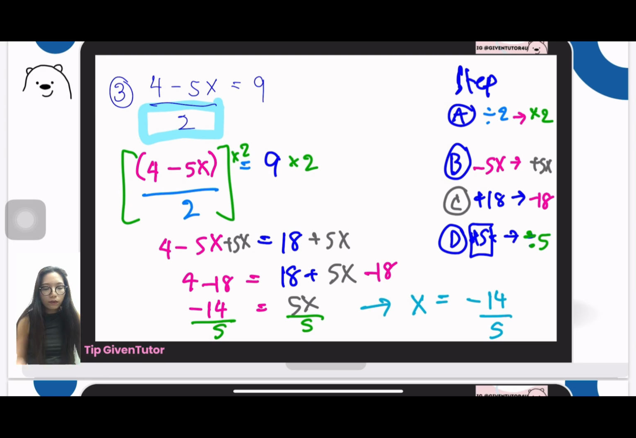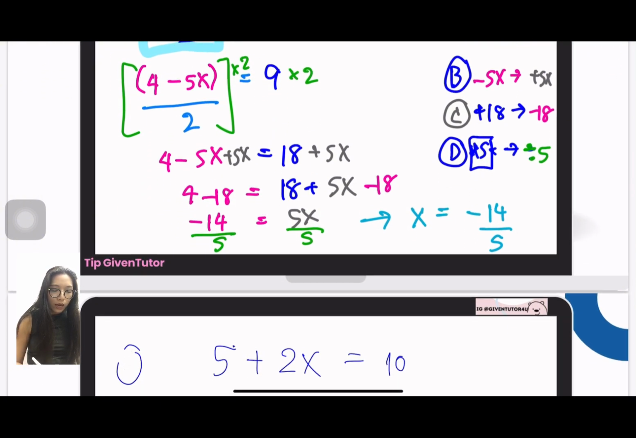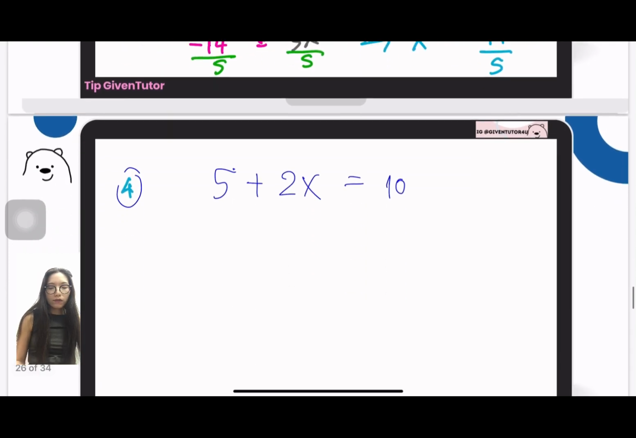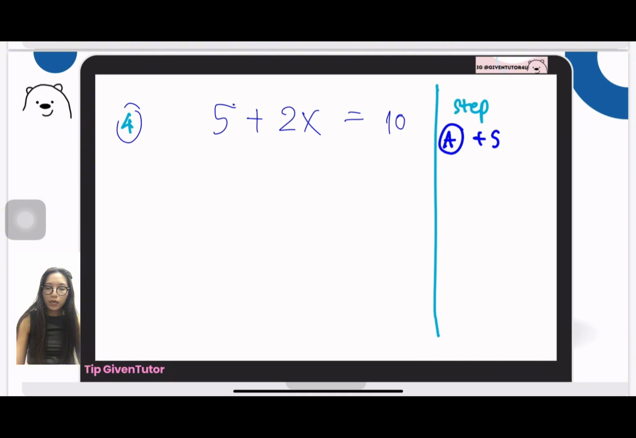This is the example here. So we go to the next example after 3, right? So here, this is number 4. Back to the normal things. Here, this is 5 plus 2x, right? So the 5 plus 2x will be a 2-step equation. Let's check the step. Step A, this is plus 5 right here, so you get minus 5 in the reverse, right? So minus 5 here, minus 5 there, on both sides.